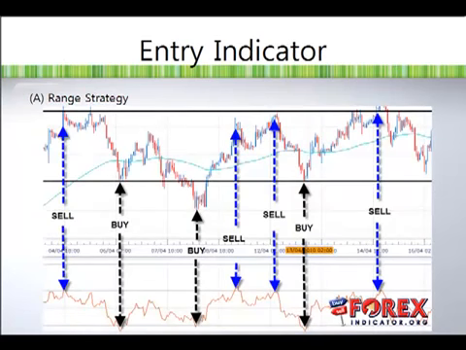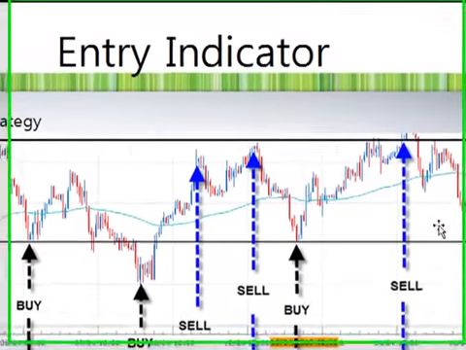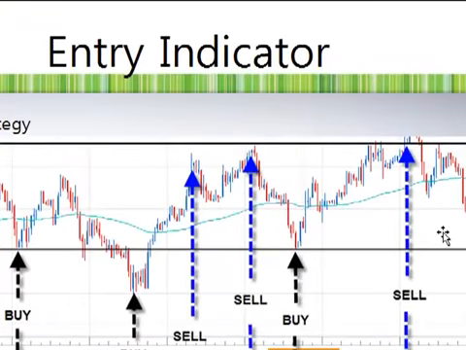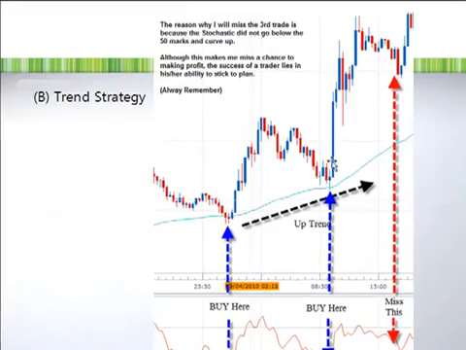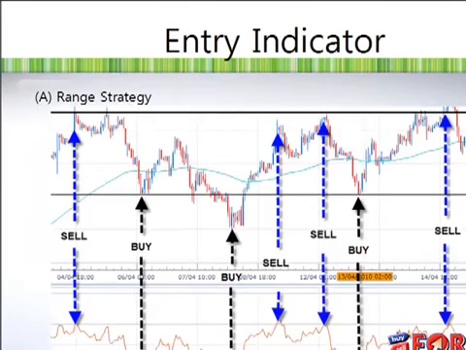First, this is how you use the RSI indicator as an entry indicator. There are two strategies. You can use it in a range strategy, whereby the price is ranging, moving up and down in a sideways manner. Or number two, you can use it in a trending market, like this picture here, where it's trending upwards and upwards. So how do we use it in two different strategies? Now I'm going to show you how it works.